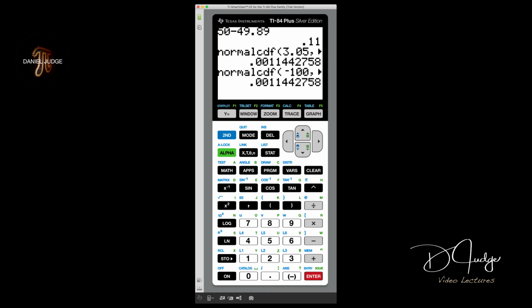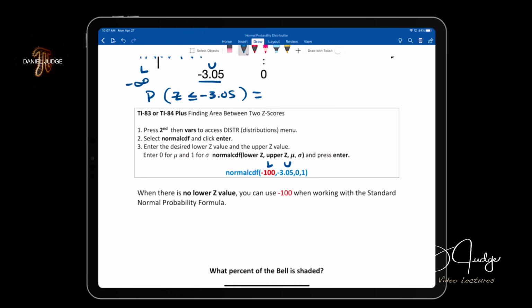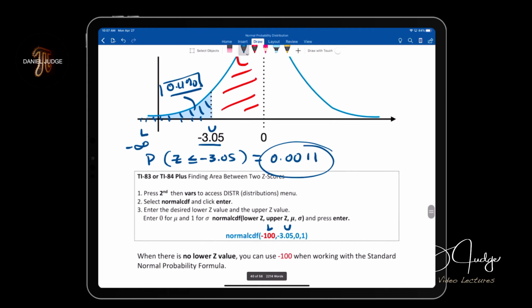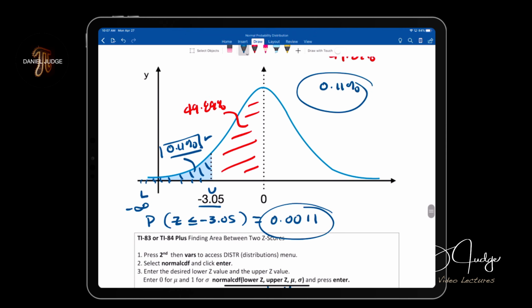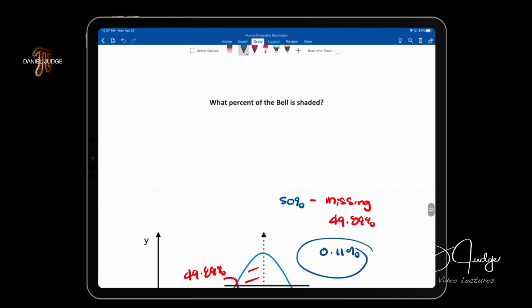But this is what you enter in the calculator, going left to right. And notice you get the same answer, but it's in terms of probability. So if we approximate to the nearest 10,000s, what you get, ladies and gentlemen, is 0.0011. That's a probability value, and this is percent language because you're asking, again, what percent of the bell is shaded. So I want to show you this here.